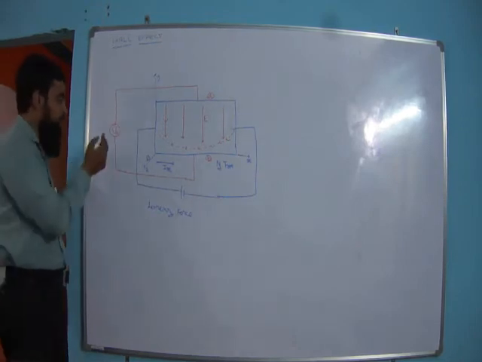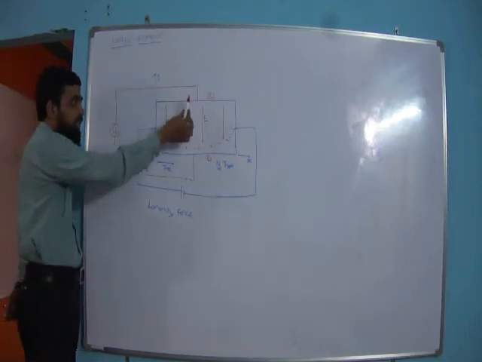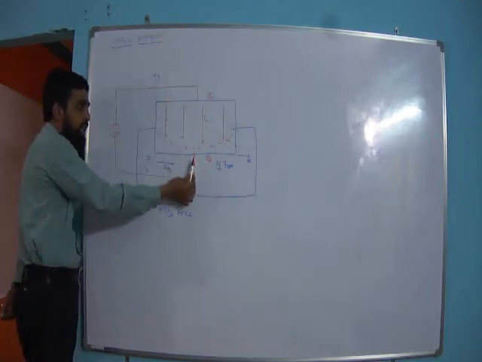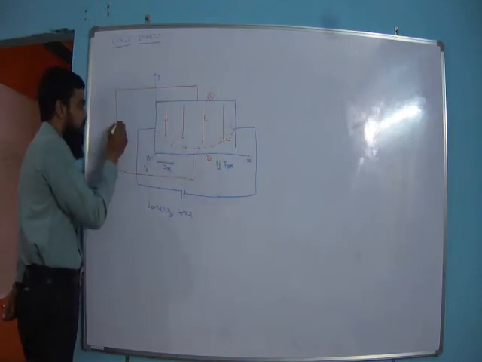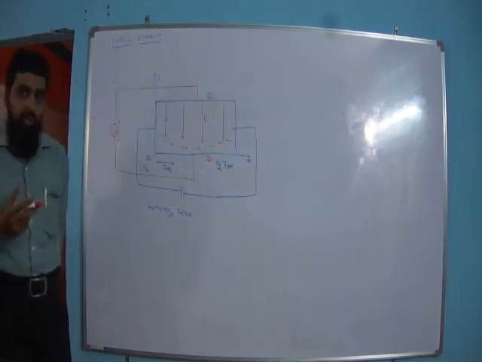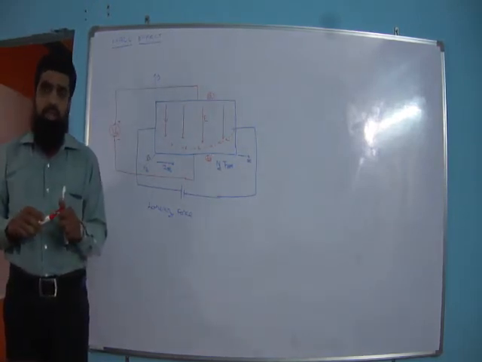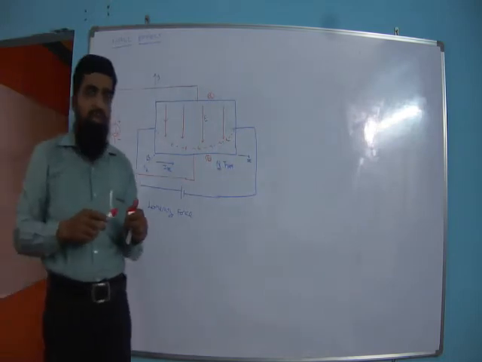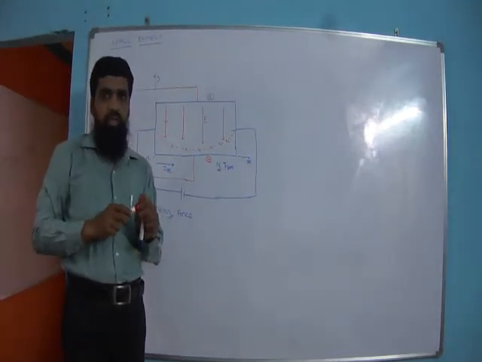Now what is the sign of this Hall voltage? As surface A is more positive and surface B is more negative, this will be the sign. Surface A is more positive with respect to surface B. Now this is Hall effect. Now let us see some of the applications of Hall effect.